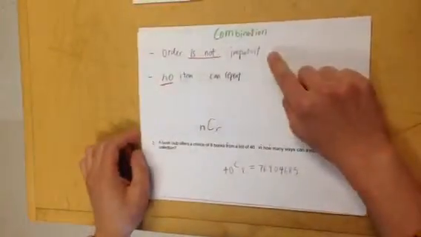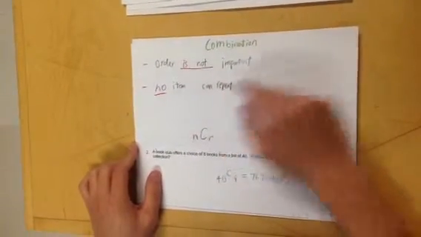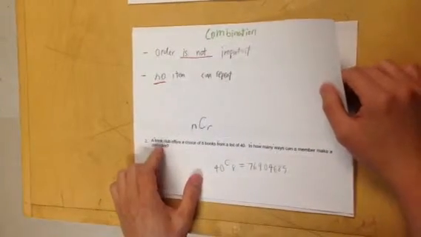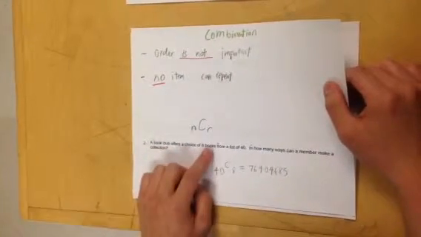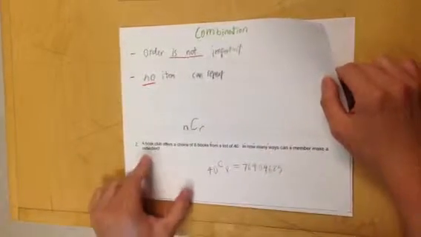For combination, the order does not matter, but same with permutation, no item can repeat. Here's an example problem. A book club offers a choice of 8 books from a list of 40. In how many ways can a member make a collection?